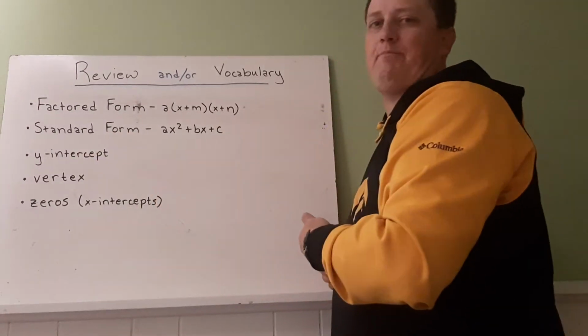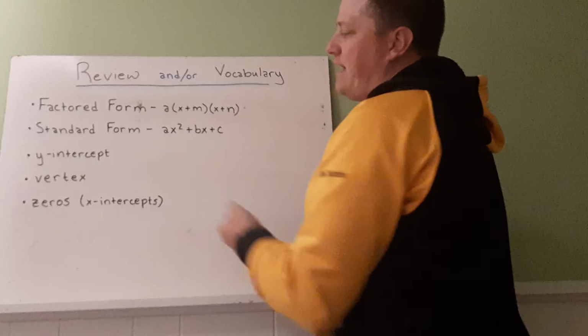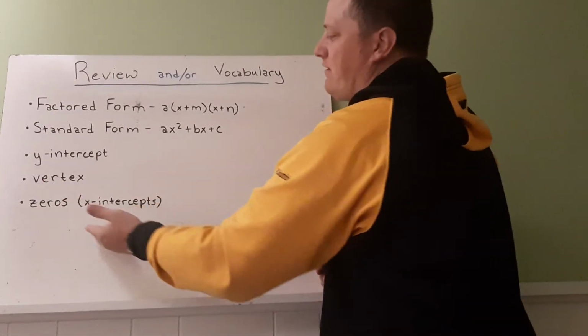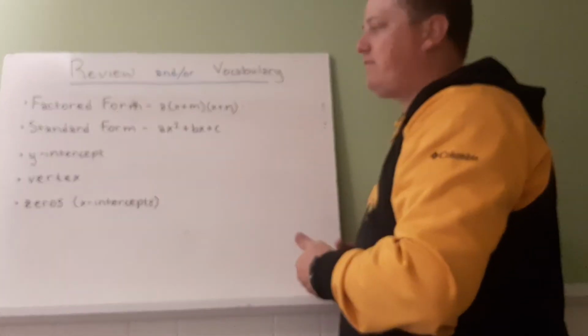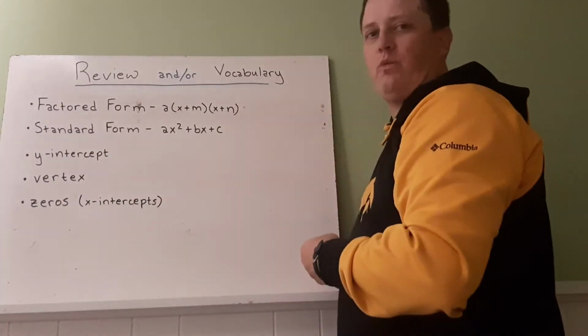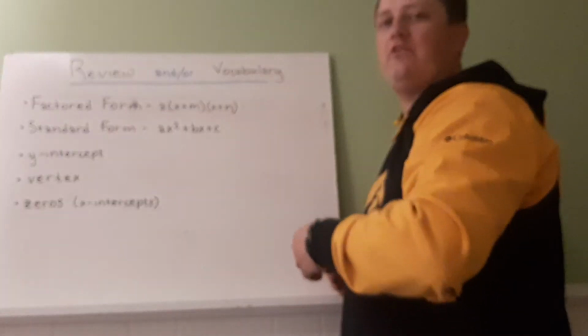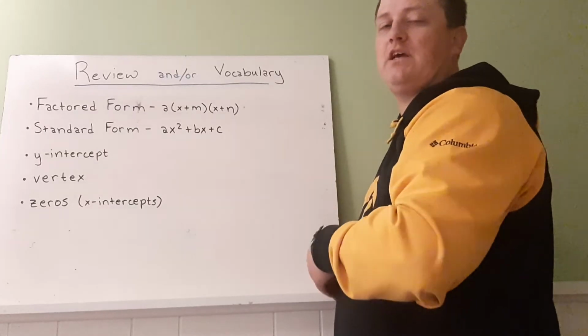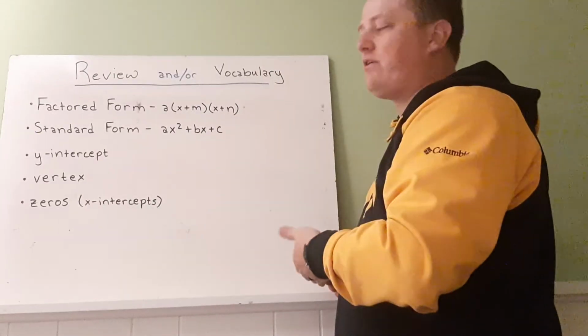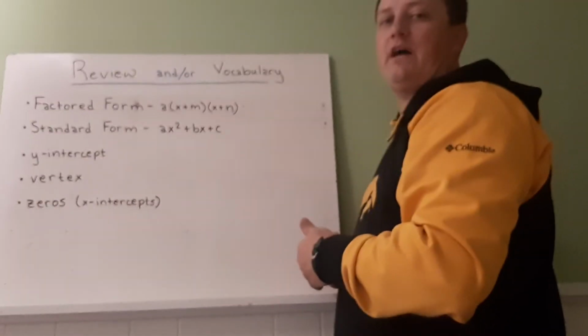The y-intercept is important, the vertex is important, and the zeros or the x-intercepts could be important. Remember, the y-intercept is where a graph crosses the y-axis. The vertex is where a graph changes from decreasing to increasing, or vice versa, goes from increasing to decreasing. And then the zeros, or the x-intercepts, are where a graph crosses or touches the x-axis.